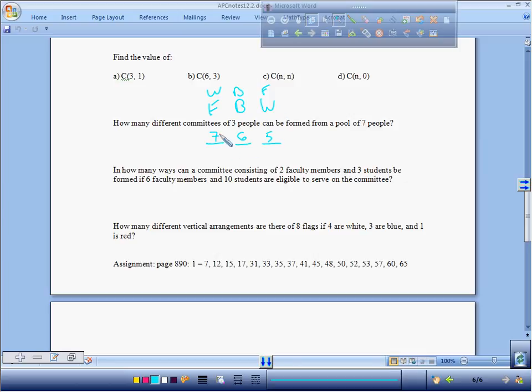So if I do this 7, 6, 5, and the people I choose for my committee are Fred, Betty, and Wilma, then Wilma, Betty, and Fred would be considered another set of people. But in this case, it doesn't matter. So I have to divide by the number of arrangements. There's also Betty, Fred, Wilma, and Fred, Betty, Wilma, etc. So what I have to do is divide that by 3 factorial.